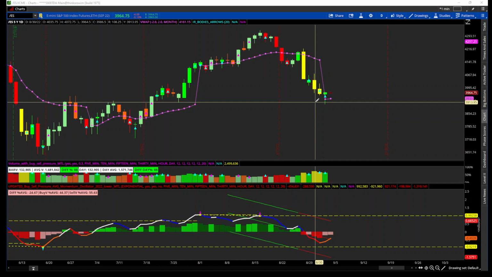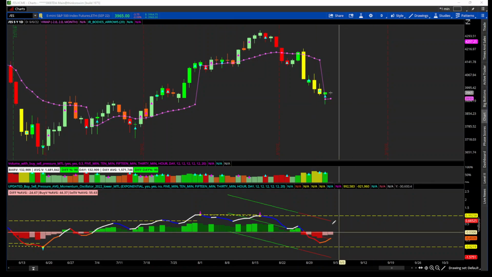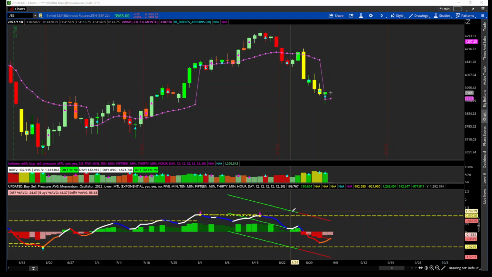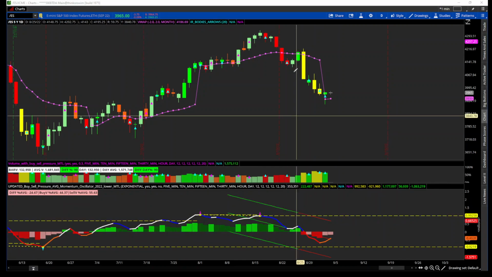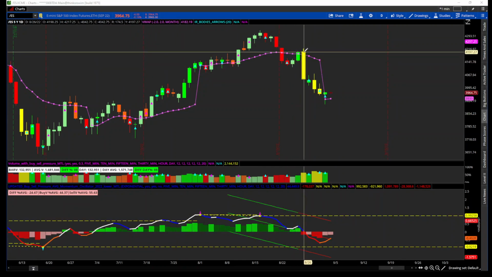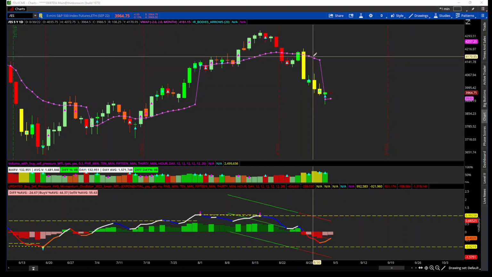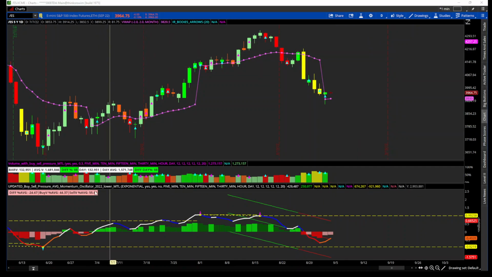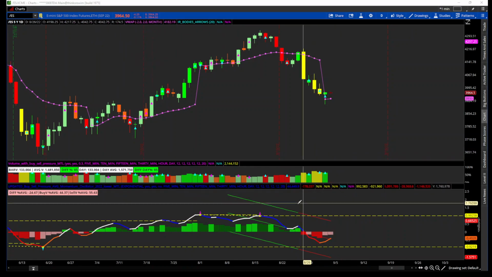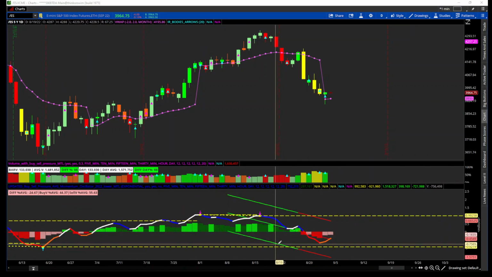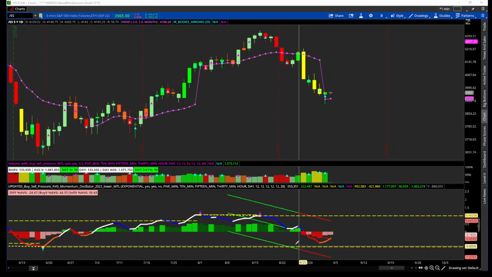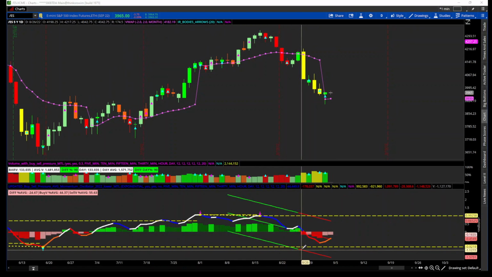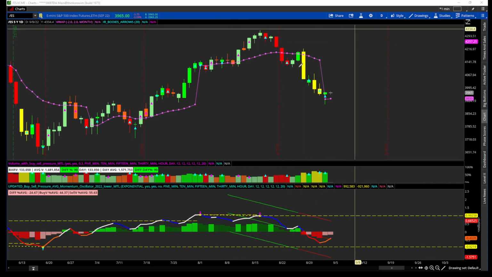So when there's a conflict between this top line right here and the top line in the price, it'll show you divergence. So if this line right here is making a new high, or the indicator is making a new high, let me just pull it up.